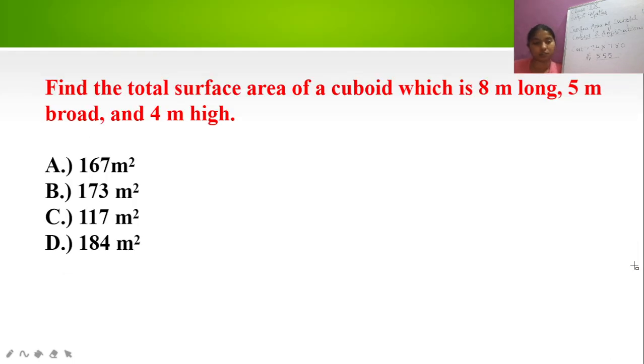Now students, you have to do it. You have to find the total surface area of a cuboid which is 8 meter long, 5 meter broad and 4 meter high. So you have to use the total surface area. So let me make a cuboid for you. In the meantime, please do it, and those who get the answer, write it down in the comment box.